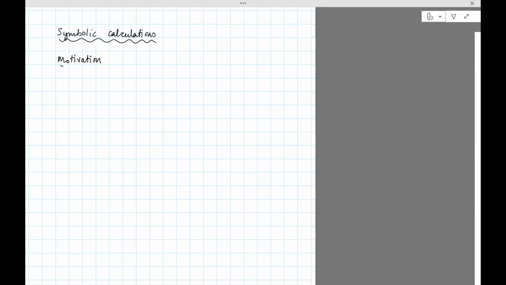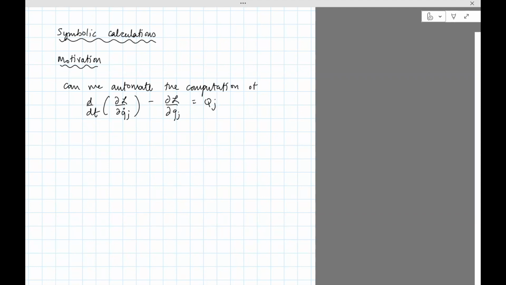So the motivation is, can we automate the computation of d/dt (∂T/∂q̇) minus ∂T/∂q_j equals Q_j.